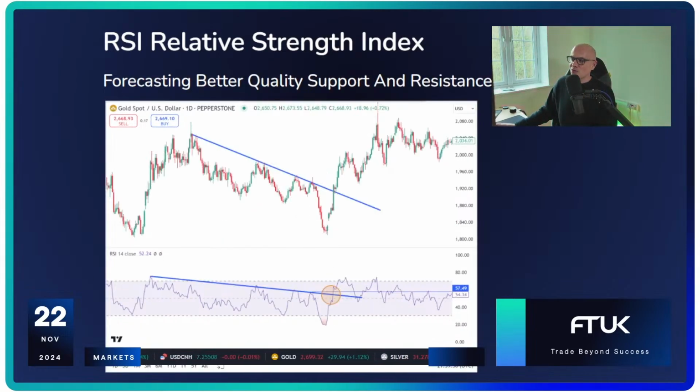Next one, focusing on better quality support and resistance. This again ties into the same concept, but look at this. We've got a very meaningful downtrend here. We've got a beautiful resistance trend line that is painted in. Never forget that resistance trend lines are always painted above the channels, above the price action, not below. In a bullish market, you would always have support underneath. In a bearish market, you'd have resistance above.